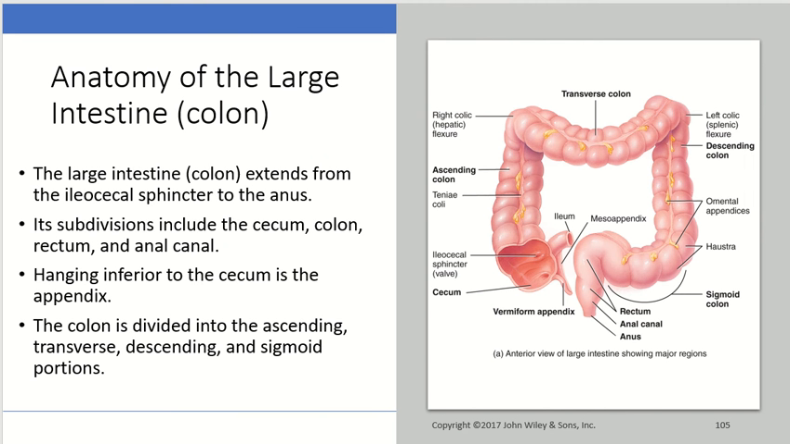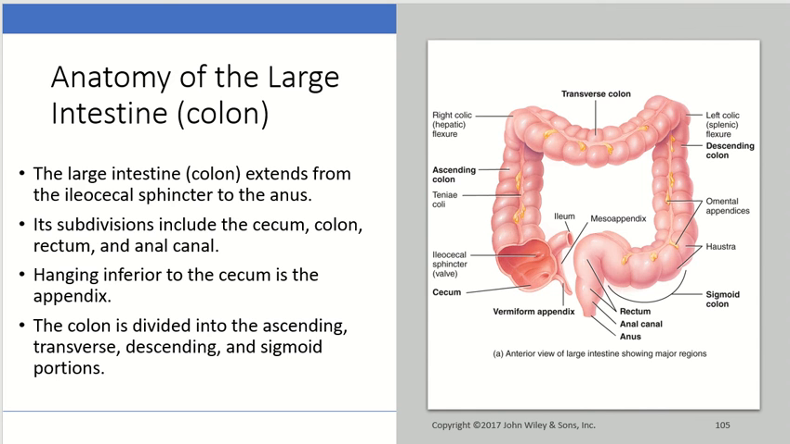So moving forward then, looking at the anatomy of the large intestine, also called the colon. The large intestine is going to extend from the ileocecal sphincter all the way down to the anus. It's going to be subdivided into the cecum, the colon, the rectum, and the anal canal. Hanging inferior to the cecum is going to be our appendix, and as you can see right here, our appendix. And then the colon is going to be divided into an ascending colon, transverse colon, a descending colon, and the sigmoid portion, which we see here.